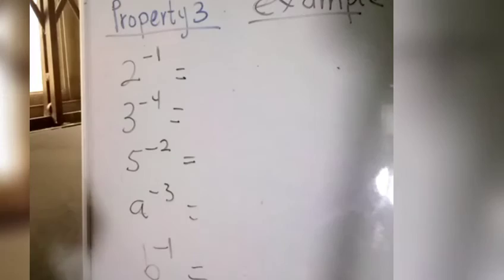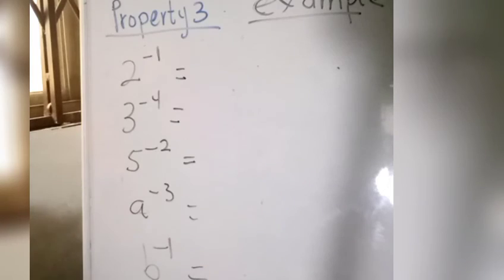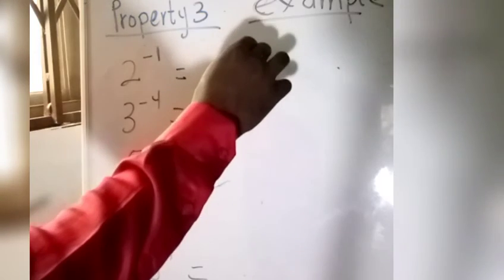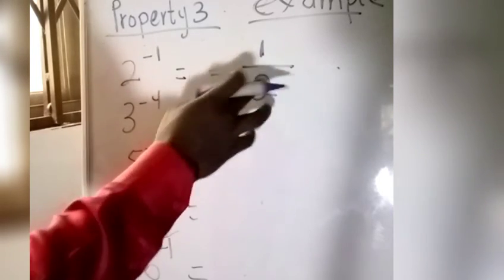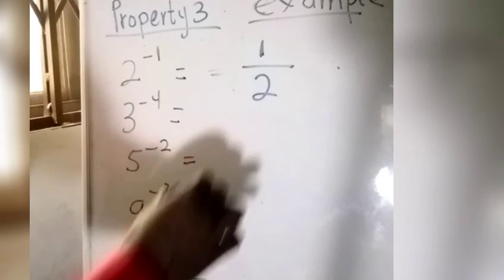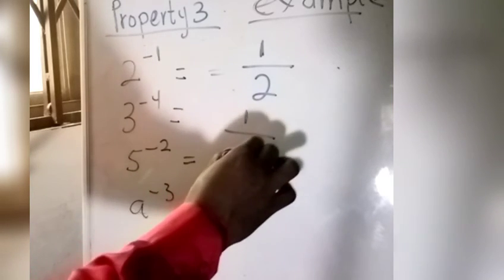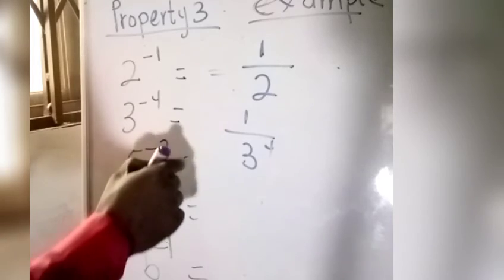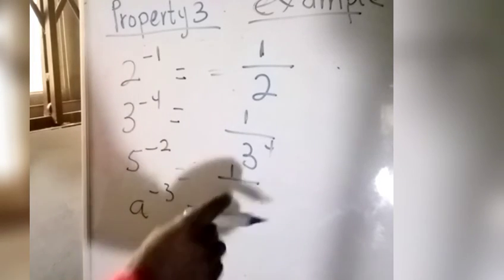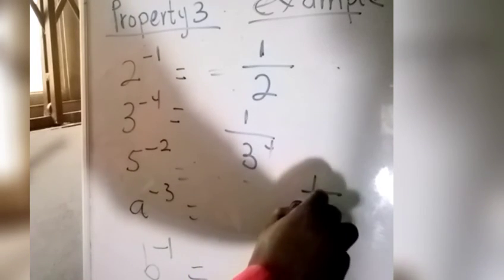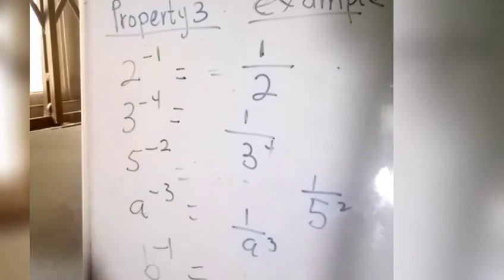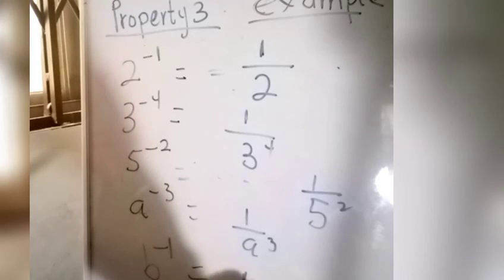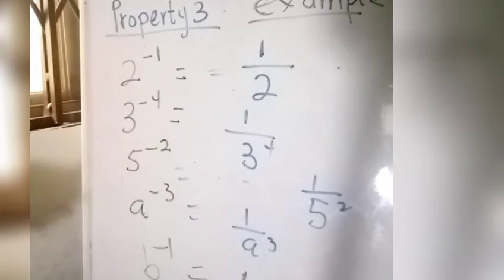Let's take examples on that. Okay, so by applying property 3, this is the same as 1 over 2. Yes, 1 over 2, because we don't write 1 over 2 exponent 1. It doesn't make sense. So this will give 1 over 2. Here too, you get 1 over 3 exponent 4. Here too, you get 1 over 5 exponent 2. Here too, you get 1 over a exponent 3. Here too, you get 1 over b, because exponent 1 we don't write. Do you get it? Good.